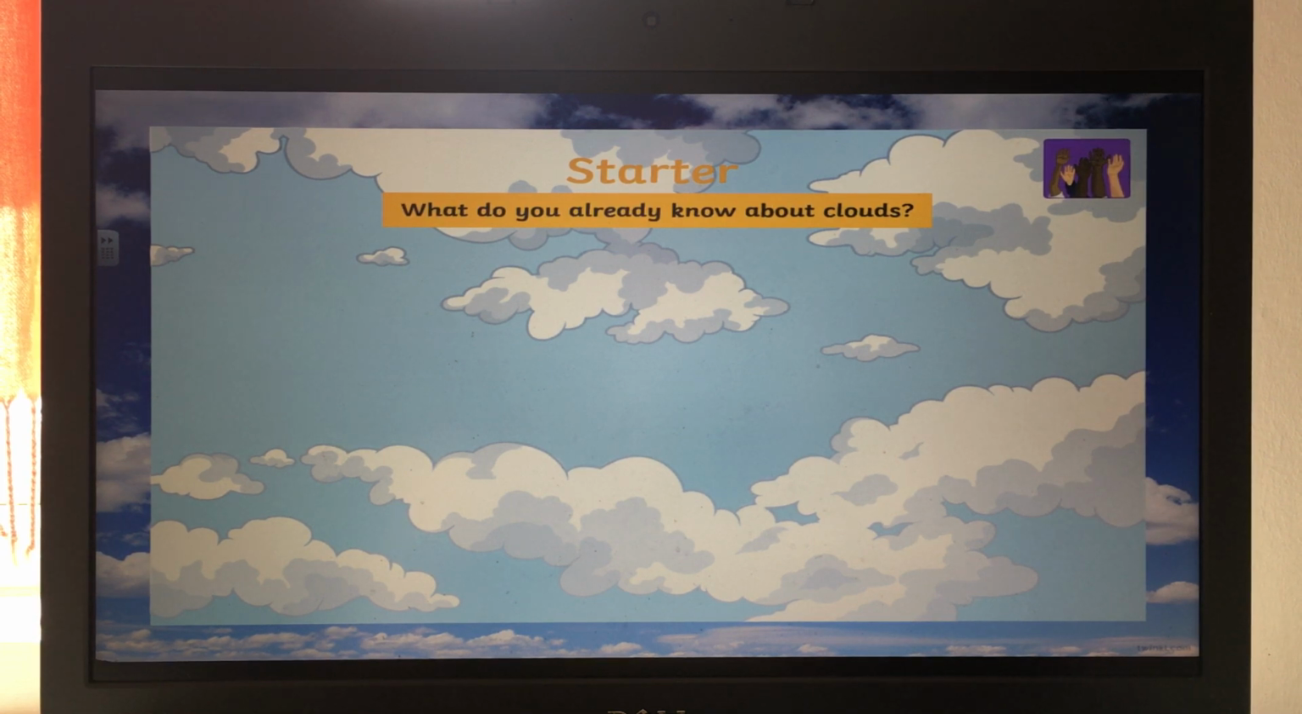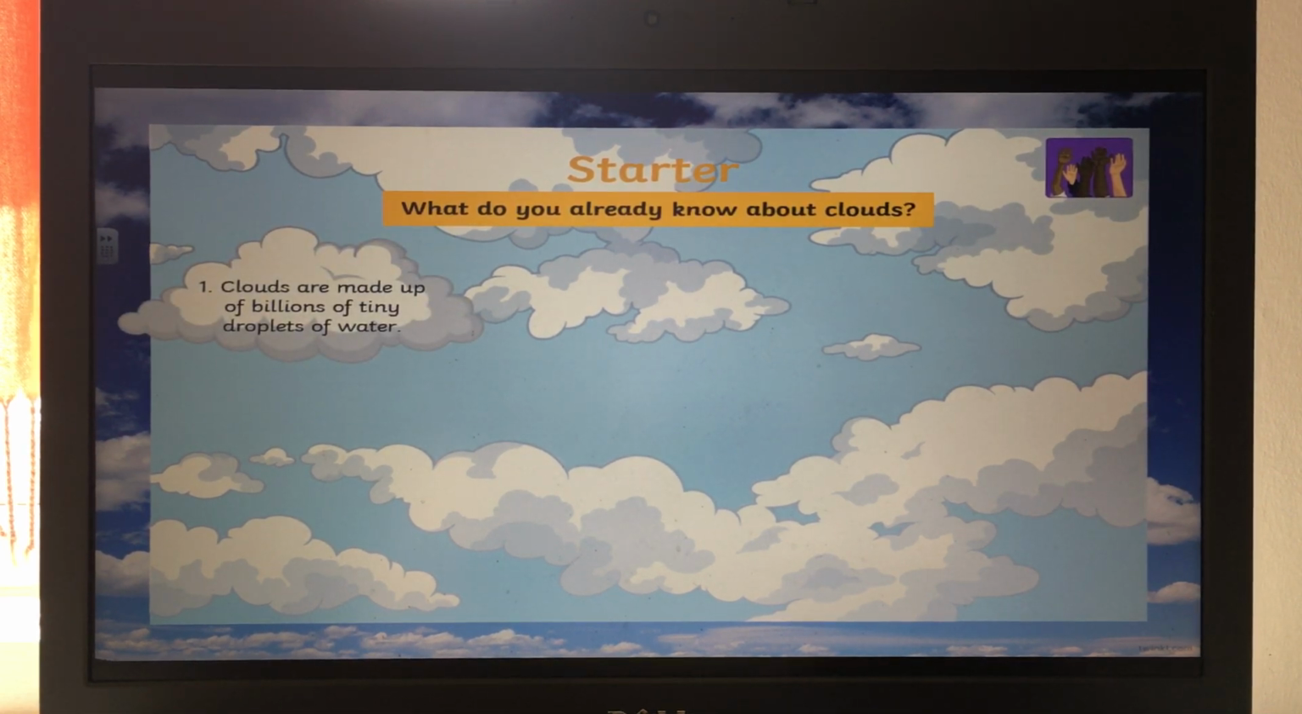Okay, for a starter, if we were in school, of course you'd all pop your hands up to say what you already know about clouds. But sadly, we're not all together in the same space, so have a little think. What do you know? What would you pop your hand up and be bold and brave and share in class? Twinkle has given us some ideas.